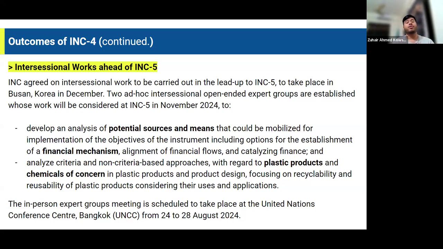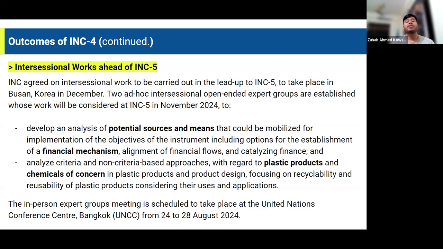The first expert group will work on developing an analysis of potential sources and means that could be mobilized for the implementation of the objective of the instrument, including options for the establishment of a financial mechanism, an alignment of financial flows, catalyzing finance, etc. And the second expert group will compile a proposal by analyzing criteria and non-criteria based approaches with regard to plastic products and the chemicals of concern in plastic products, and product design, focusing on the recyclability and reusability of plastic products, considering their uses and application.